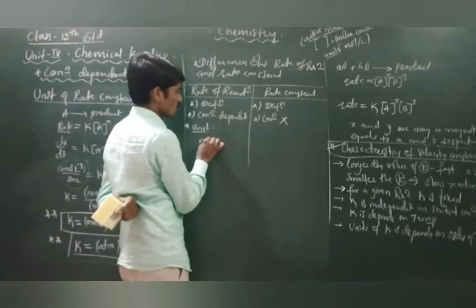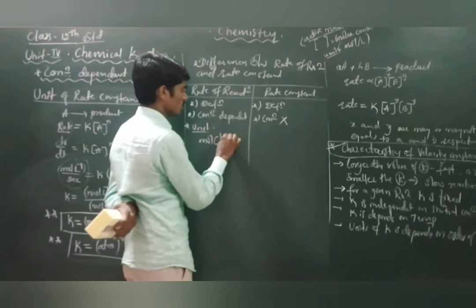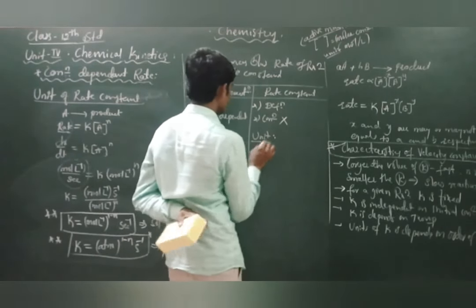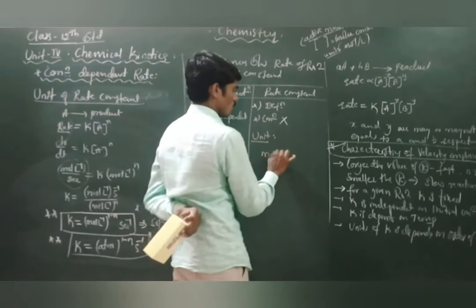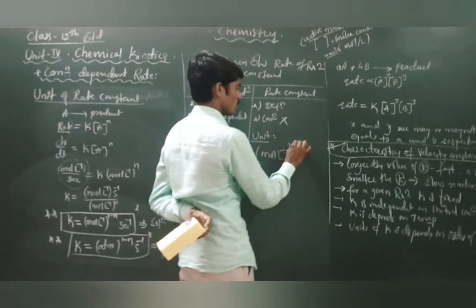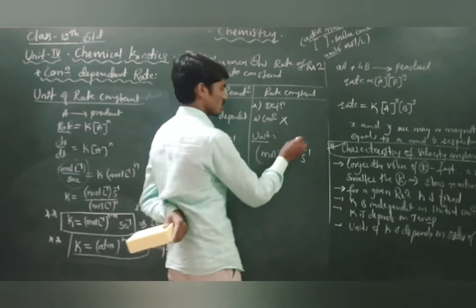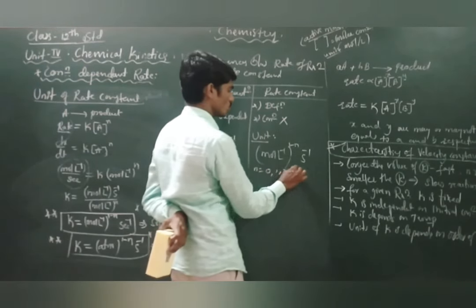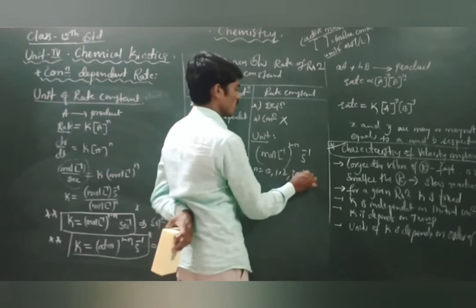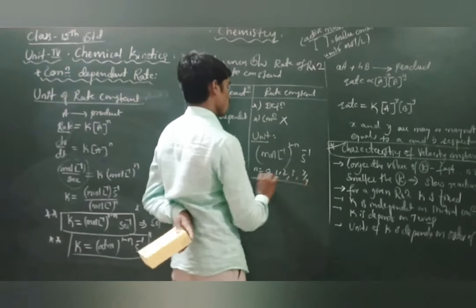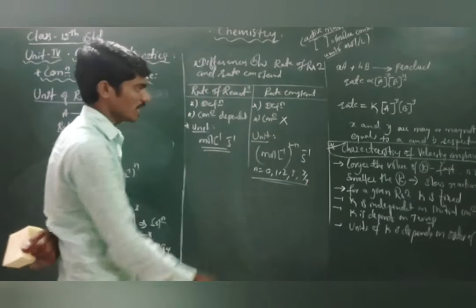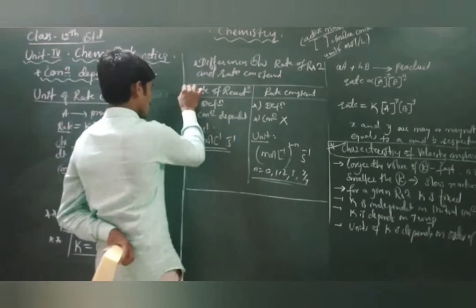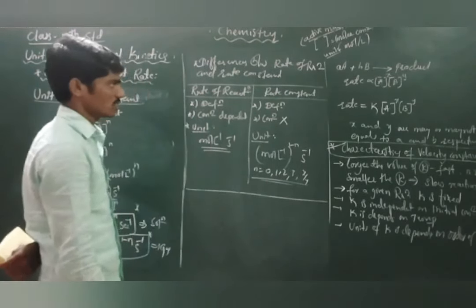Its unit is moles per liter per second. Fixed रहता है इसका unit, but its unit is moles per liter to the power 1 minus n and per second. So it depends upon n values. N may be 0, 1, 2, 3 or even fractional order also. That n may be different values. These are some of the differences between rate of reaction and rate constant. Please note this.